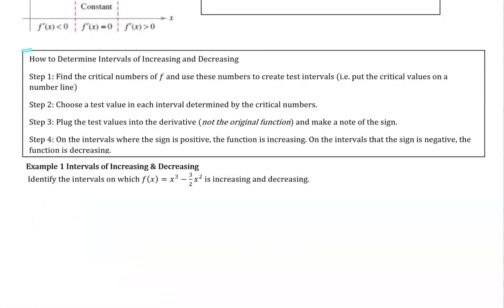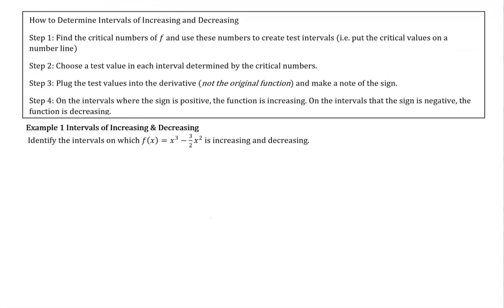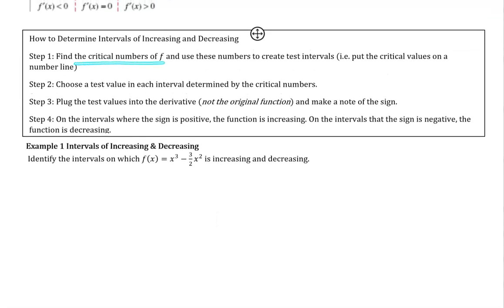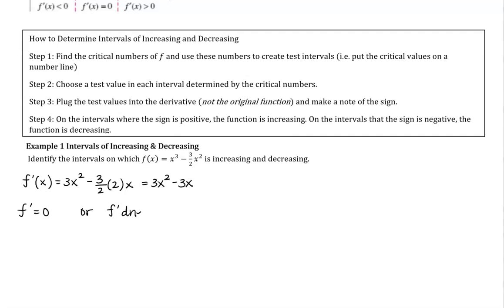Next, we have guidelines on how we can use Theorem 3.5 in order to determine where a function is increasing or decreasing, and we will go through these guidelines with example 1. We begin by finding the critical numbers of this function. To find the critical numbers of this function, we have to take the derivative. Now that we have the derivative, we can go further and find critical values by looking for the places where the derivative is equal to 0 or the derivative does not exist.